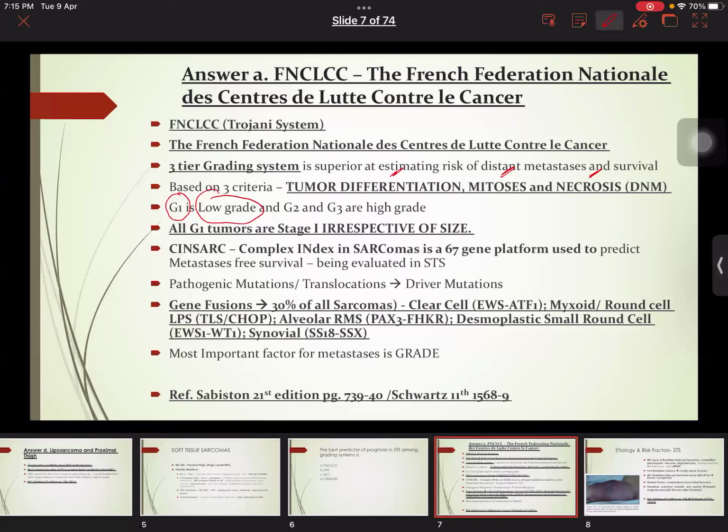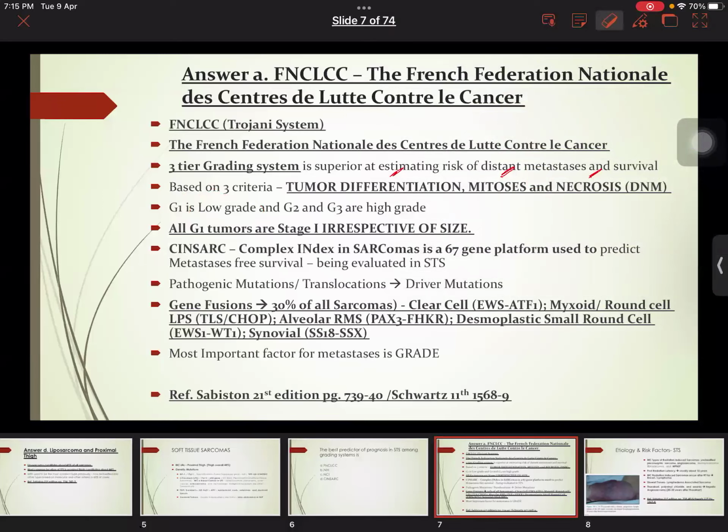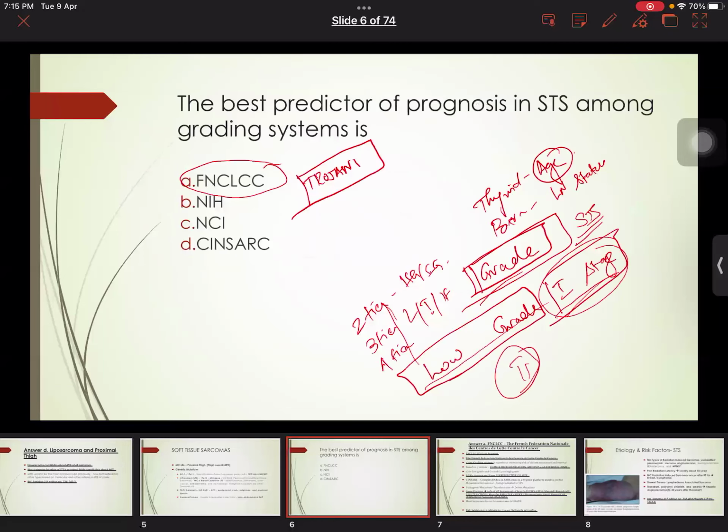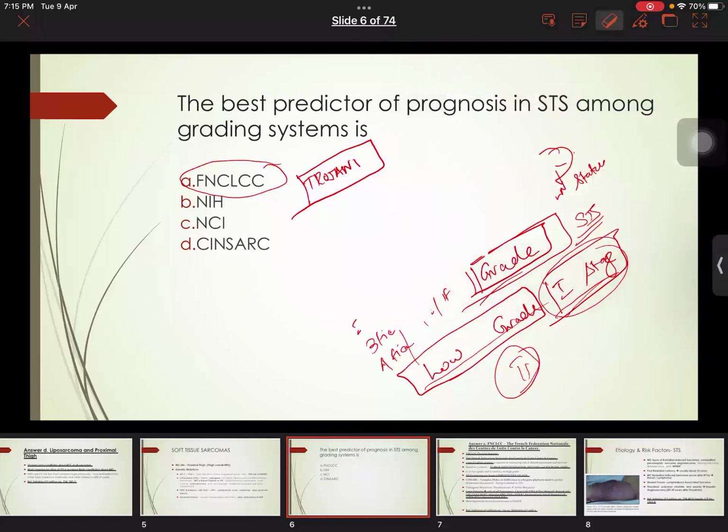So we are talking about mitosis, which all of you will be very familiar with. What is mitosis? And necrosis also, as a criterion, we'll remember. What is the differentiation criterion? Some tumors, based on the type of tumor that they have, based on the differentiation. What do you mean by differentiation?